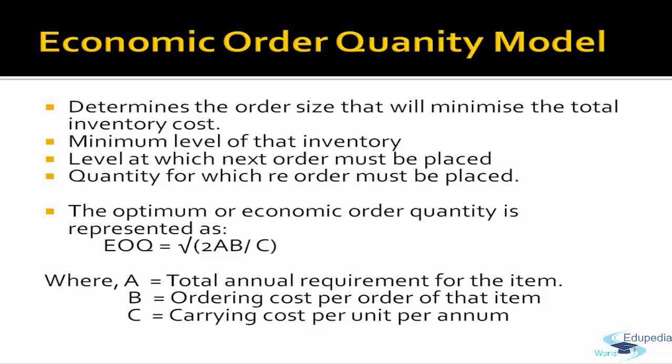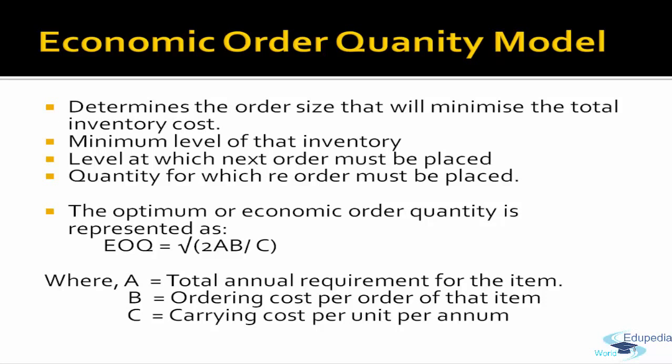The economic order quantity model assumes that you know how much inventory you require in the whole year. It also assumes that the per transaction cost of every order is the same. And the optimum point is where the relevant carrying cost is equal to the transaction cost. So the EOQ model enables the company to determine the order size that will minimize the total inventory cost. EOQ determines that optimum level, which is the minimum level of inventory. It also determines at what level the next order should be placed.